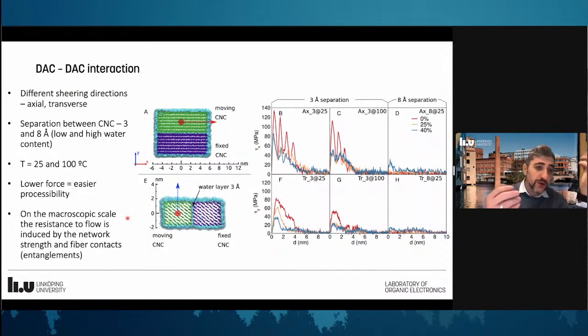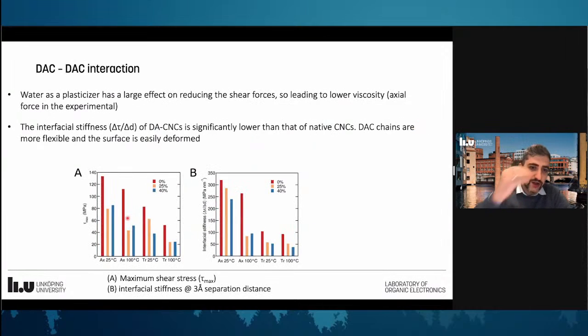And of course, on the microscopic level, we have another phenomenon which is associated with the entanglement of fibers, which was not captured in these simulations, but here at least we can see what forces are acting on the microscopic level. Here is another way to look at these results.